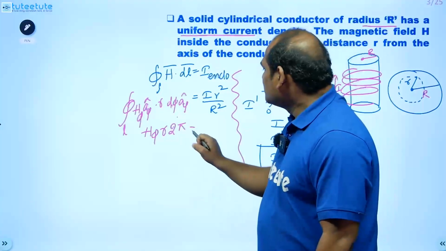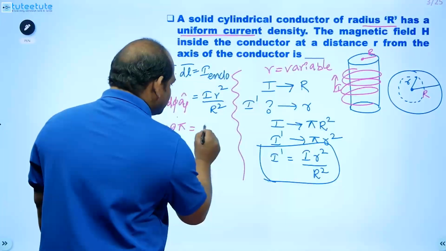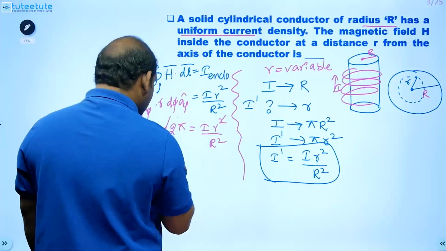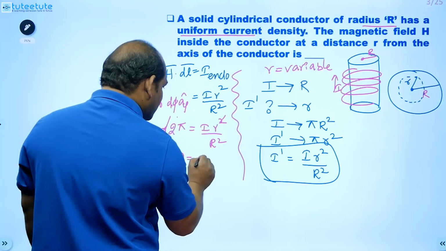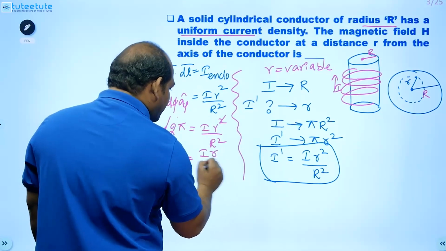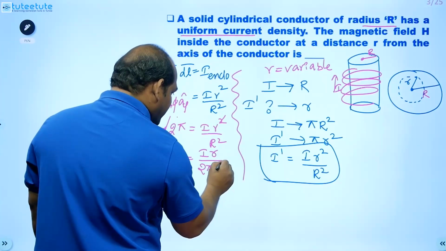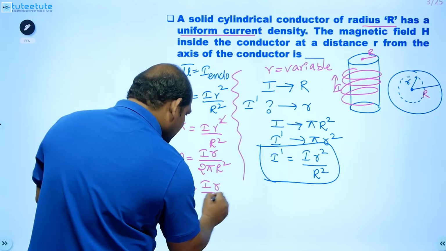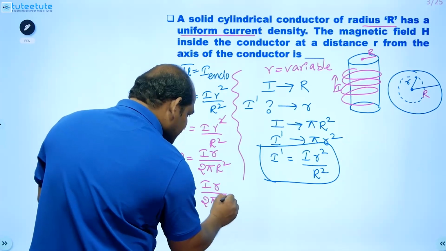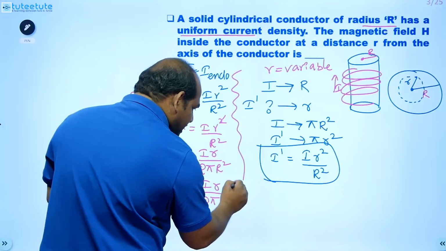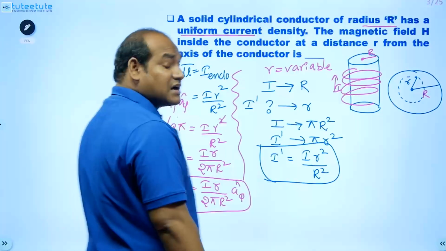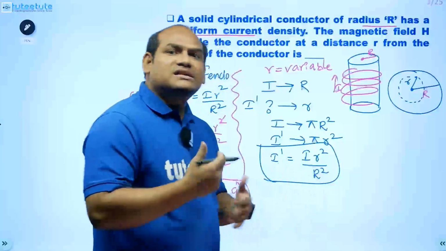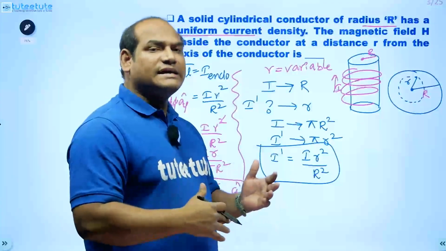So it is equal to I into r square by capital R square. This r will be cancelled. So H phi is equal to I r by 2 pi R square. So finally we can write H bar is equal to I r by 2 pi R square, this is the H phi component, so here a phi cap we write. In this way we have to solve. The main important thing is you should not consider the total current I or total current density J.